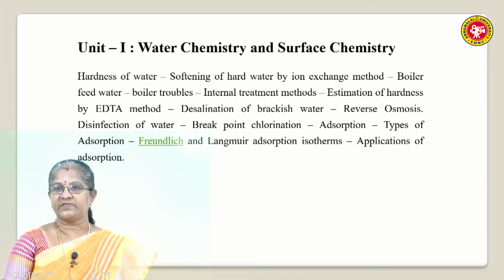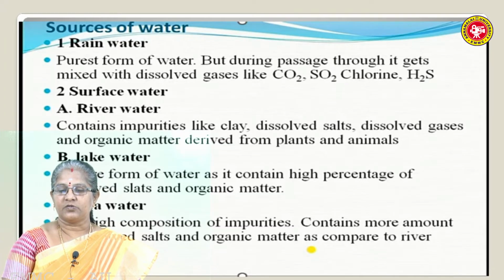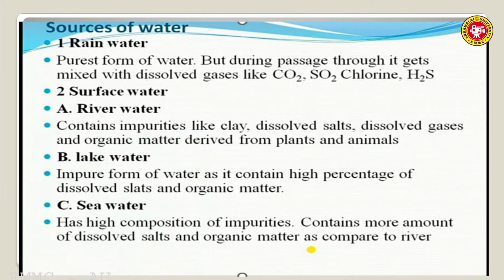In water chemistry, we will be discussing hardness of water, softening of it by ion exchange method, boiler feed water, what are the boiler troubles faced, internal treatment and external treatment, estimation of hardness of water by EDTA method, desalination of brackish water by reverse osmosis, and finally disinfection of water, in which an important topic is breakpoint chlorination. Now, to begin with, we'll discuss the sources of water.